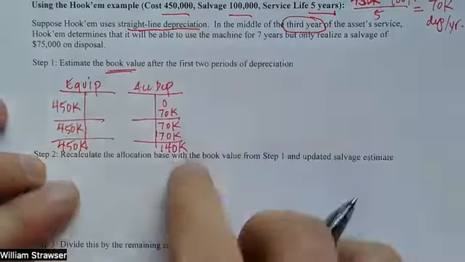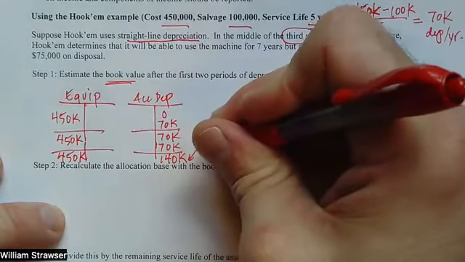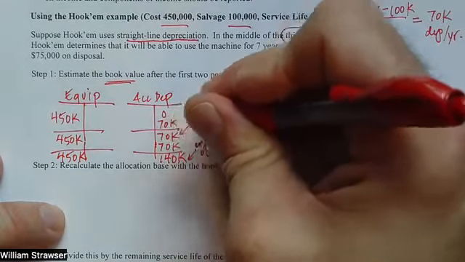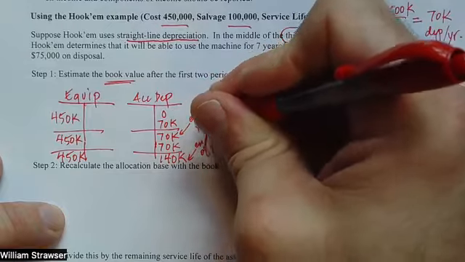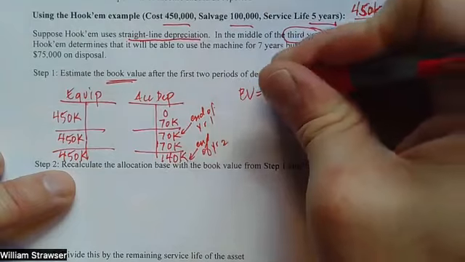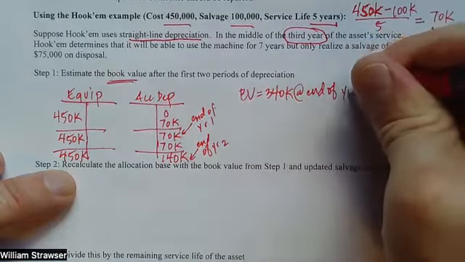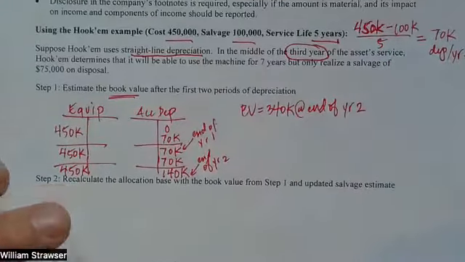So at the end of the second year, I have a book value of 340. So that's my book value at the beginning of the third year. And then all of a sudden I have a change in how much longer I believe I'm going to be able to use this item for.